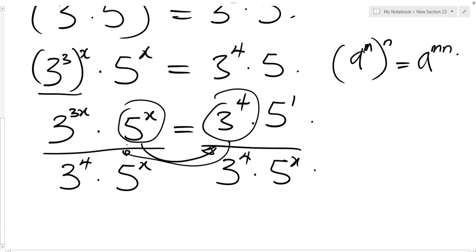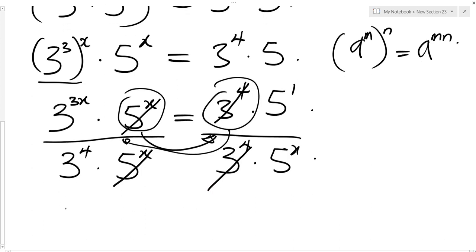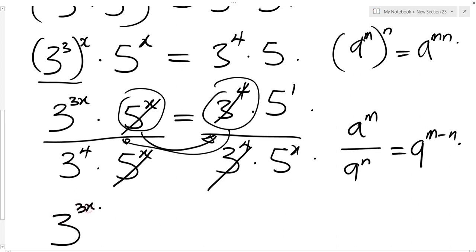Now if you look at the left hand side, the 5 to the power of x is common, so it will cancel out. On the other side, 3 to the power of 4 is common, so it will cancel out. At the left hand side, you're left with 3 to the power of 3x divided by 3 to the power of 4, while at the right hand side, you're left with 5 to the power of 1 divided by 5 to the power of x. Using the rule where a to the power of m divided by a to the power of n is equal to a to the power of m minus n, we can simplify this equation further: 3 to the power of 3x minus 4 is equal to 5 to the power of 1 minus x.